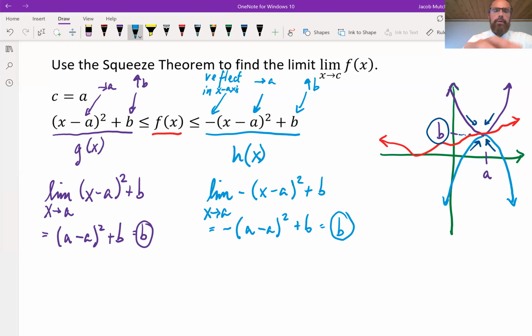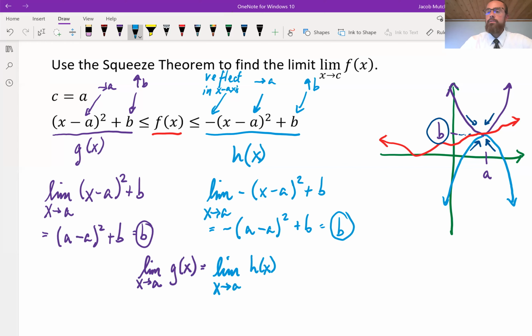And so at that point, what we can claim, really we can invoke the squeeze theorem by saying the limit as x approaches a for g of x equals the limit as x approaches a for h of x. So I'm just calling the whole function by its function notation. So I've got the specific equations here. And it equals 2. I'm sorry, it doesn't equal 2, it equals b.